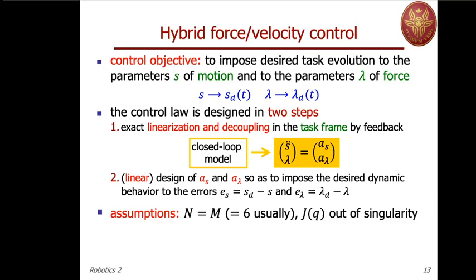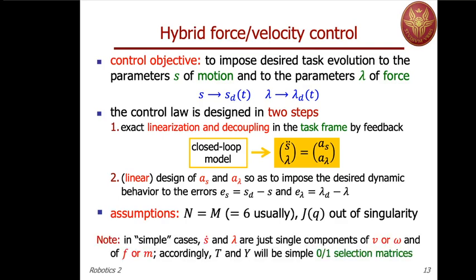In the following, we will make the assumption that n is equal to m, usually 6. As I said, if n is larger than m, we will have redundancy, so we can achieve the hybrid force velocity control task and, in addition, specify joint torques in the null space of the task in order to, let's say, avoid obstacles or get the best manipulability configuration, and so on. The other assumption that we make is that the geometric Jacobian is square and not singular during the execution of the task.